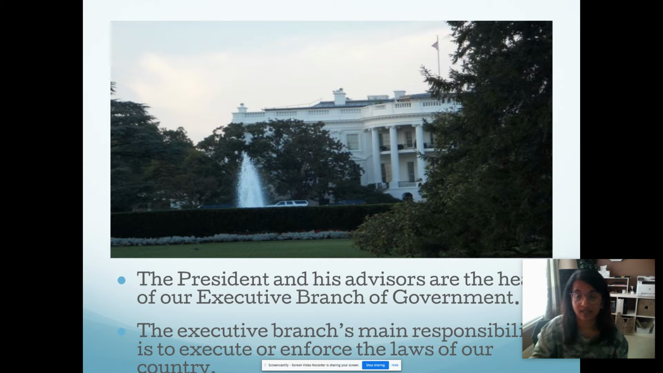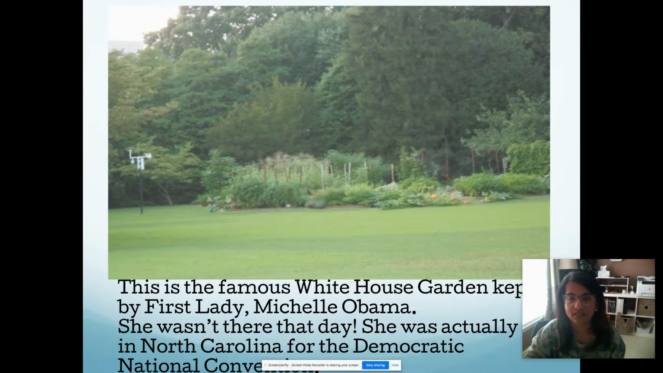So the president and his advisors are the head of our executive branch, and their main responsibility is to execute or enforce the laws of our country. And this is the famous White House garden kept by our former First Lady Michelle Obama. So if you're watching this and Michelle Obama is not the First Lady, that's because this is a really, really old slideshow. She wasn't there that day I visited. She was actually in North Carolina for a convention.